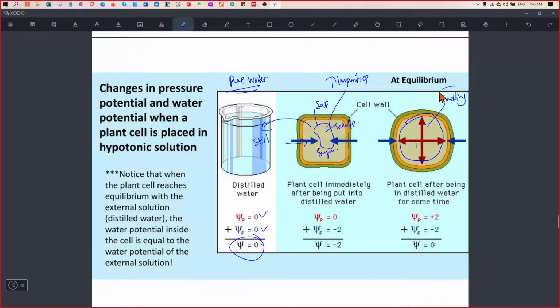Due to this swelling, because the plant is not static, it's like a balloon. It can contract, it can relax. So when this happens, you can see that the pressure potential is plus 2. And then the solute potential, which is already there, stays the same. And when this happens, the total water potential becomes 0 again, and we call it the plant cell is at equilibrium.